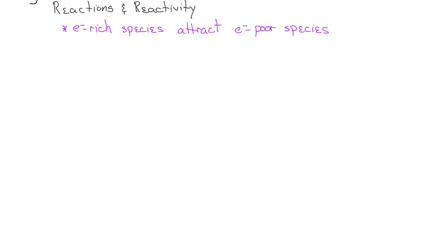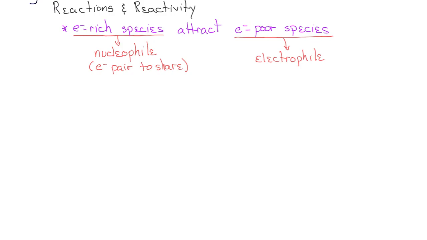When we talk about electron-rich atoms or molecules, we can replace that with the name of a nucleophile. A nucleophile is simply any species that has an electron pair that it can share. When we talk about electron-poor atoms or molecules, we can replace that with the term electrophiles. Electrophiles are literally the species that is looking for or wants to find electron pairs.